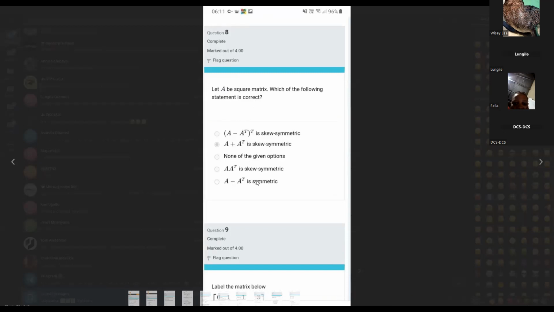You can see, skew symmetric. This one is correct. This one we found was wrong. Found out it was wrong. Found out this one was wrong as well. And then this one is also wrong because it's not skew symmetric.